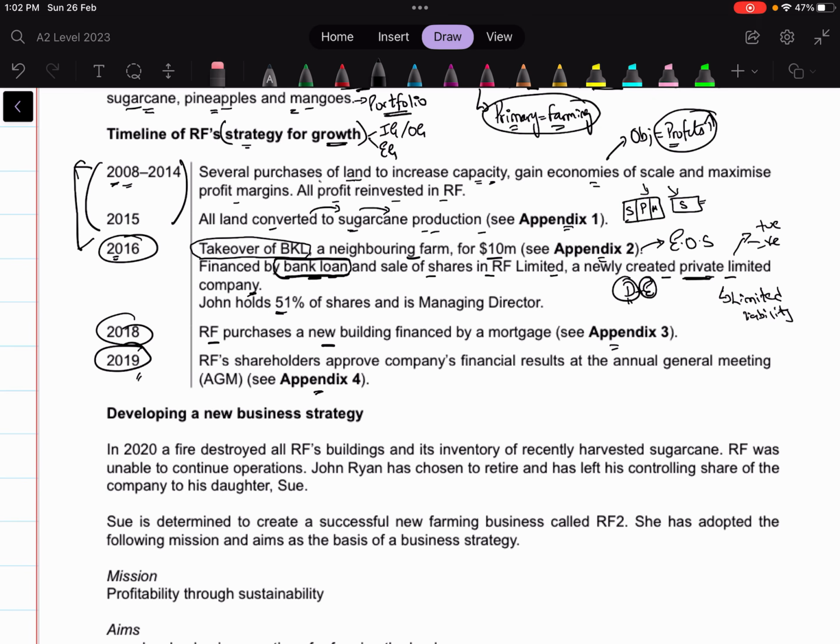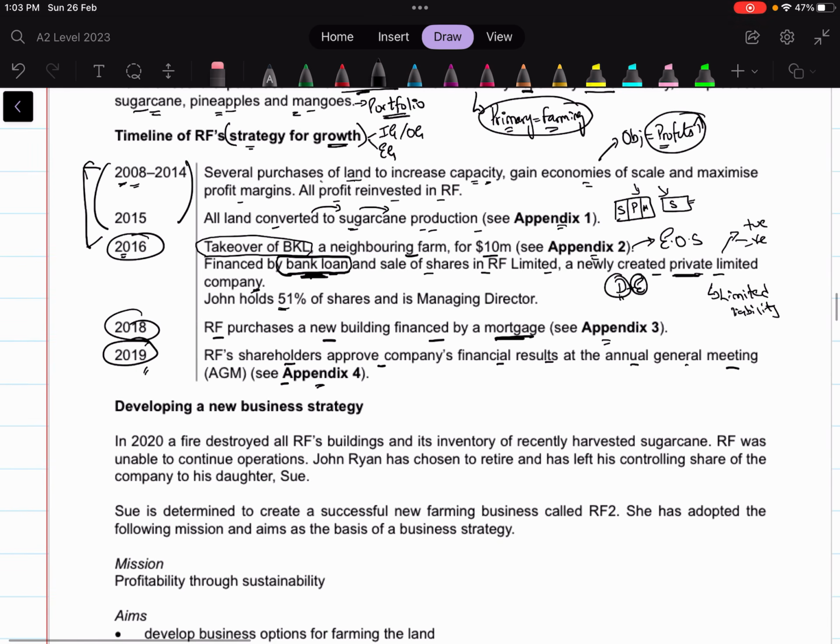RF purchases a new building financed by a mortgage. So we already had bank loans, and now we are increasing our debt, which is likely to have an impact on the overall gearing of the business. RF shareholders approve the company's financial results at the AGM. See Appendix 4.